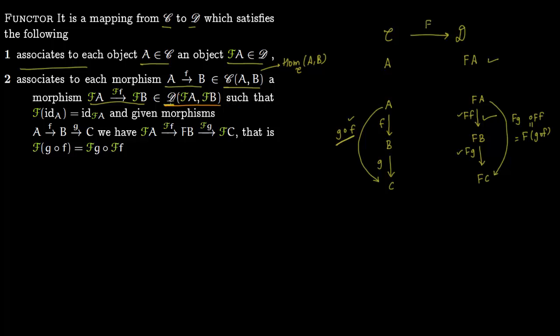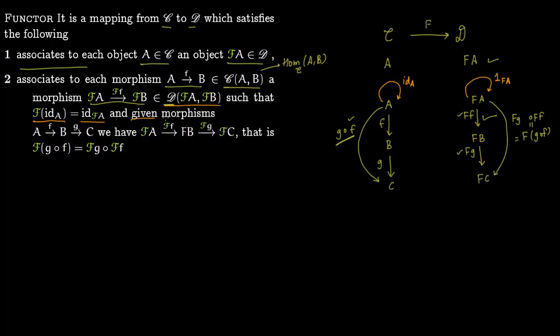Now this is also to satisfy one more condition, that F of id on A is id on F of A. So you have a map here which is identity. This identity has to be carried to this identity, so identity on F of A. So precisely what you think it should be.